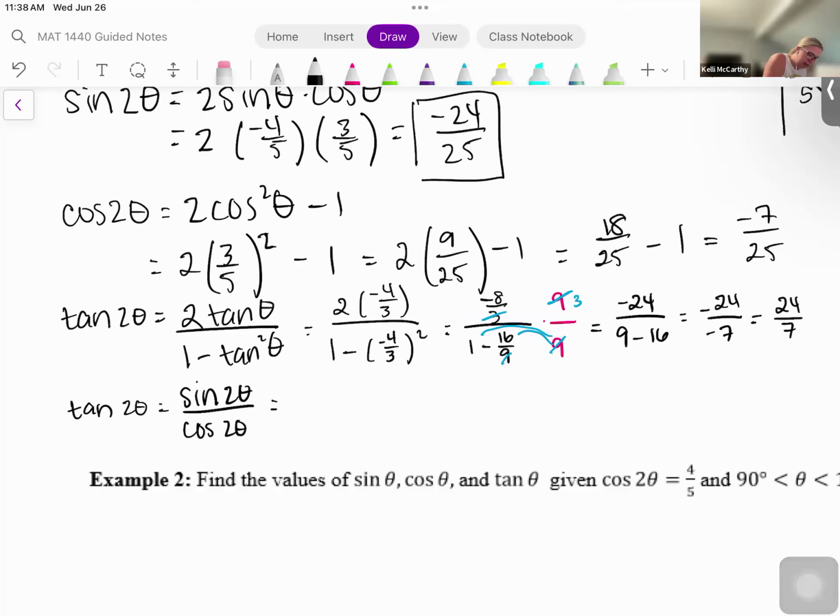So sine of 2 theta was negative 24 over 25, divided by cosine of 2 theta, which was negative 7 over 25. Those denominators of 25 will simplify to 1, leaving us with negative 24 over negative 7, or 24 over 7.